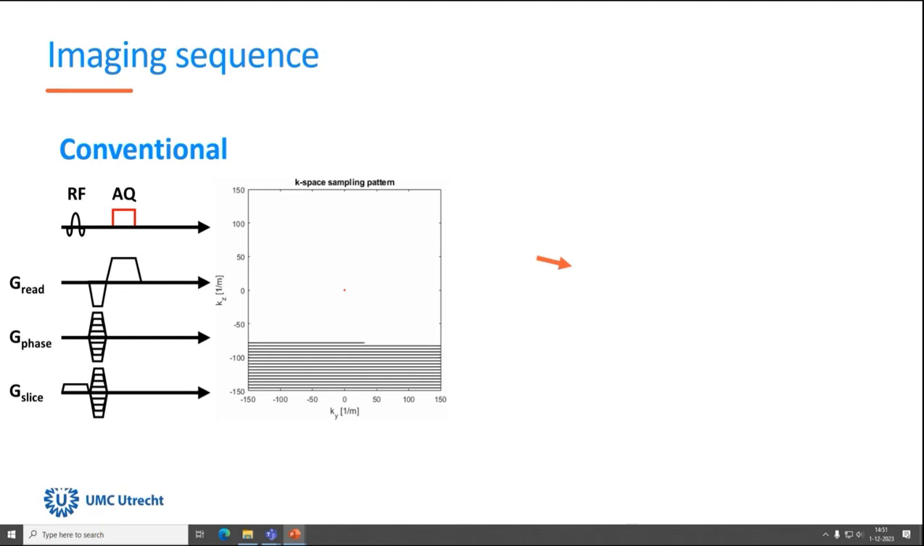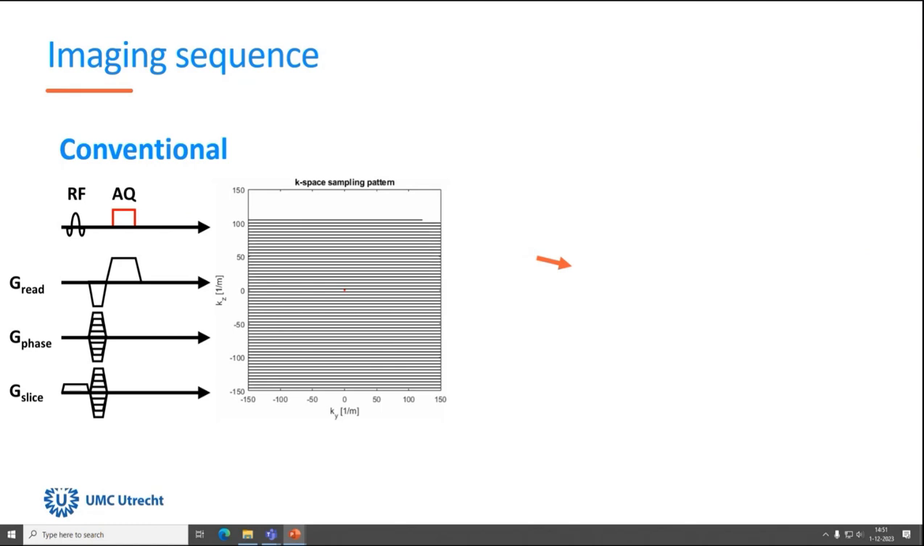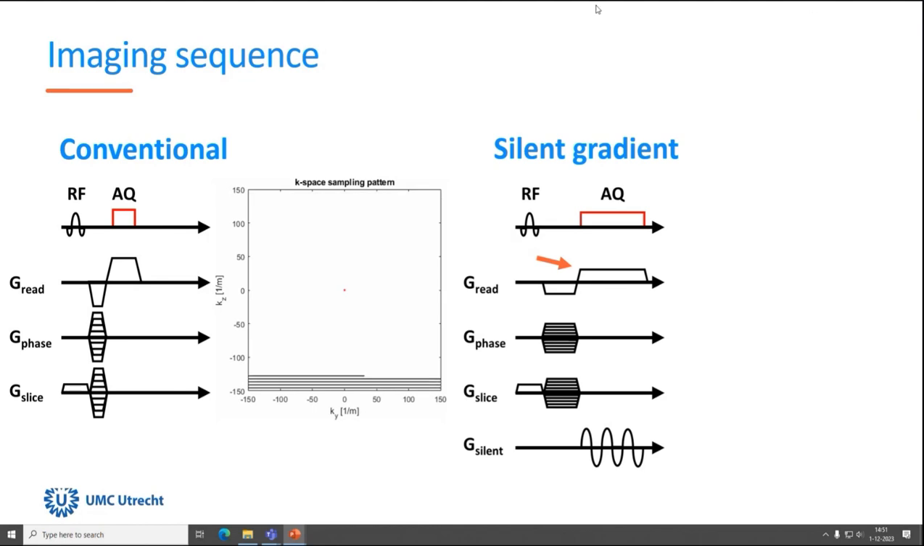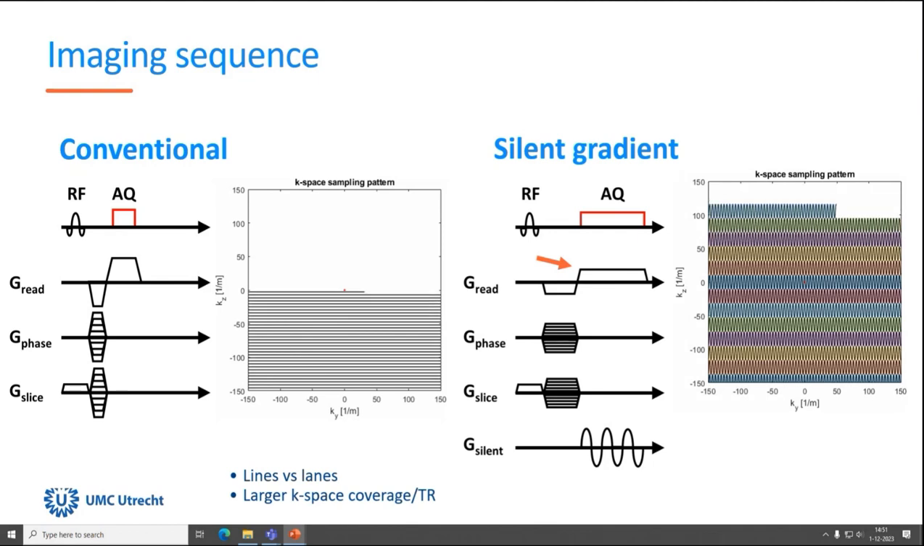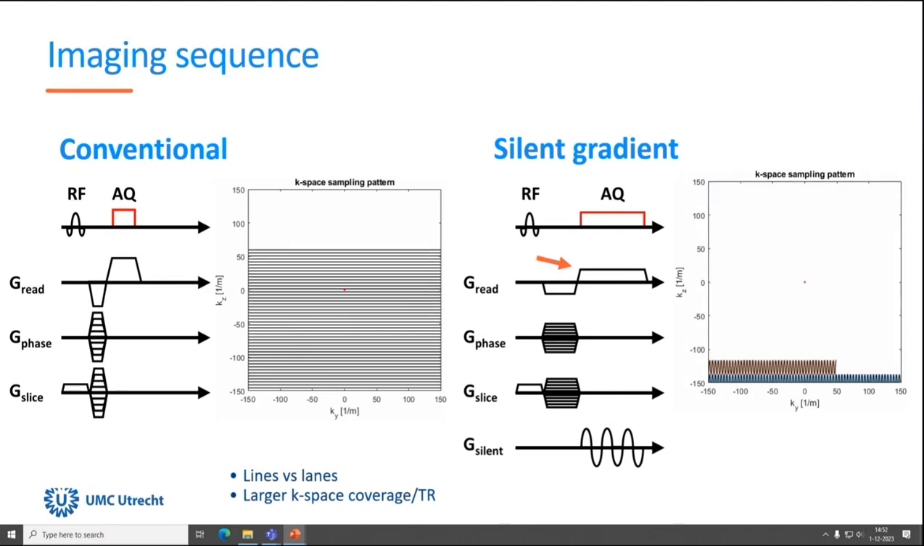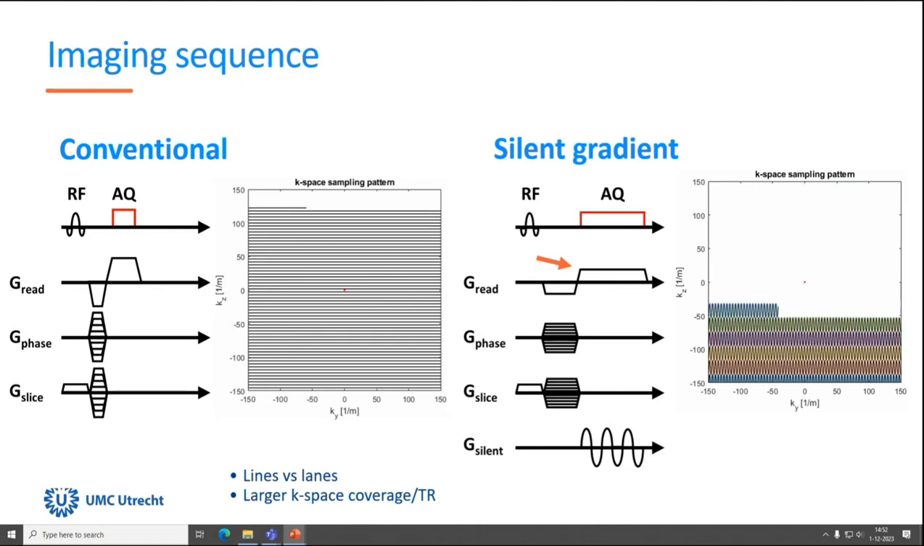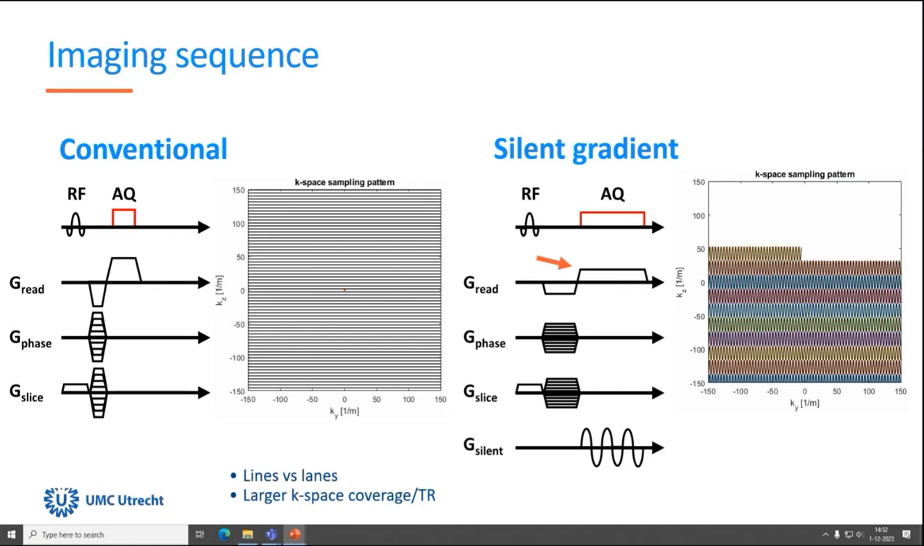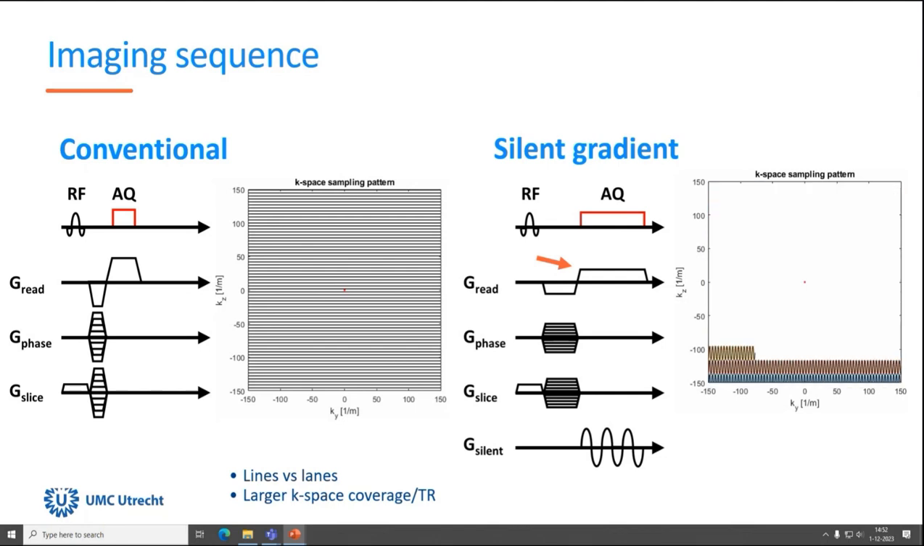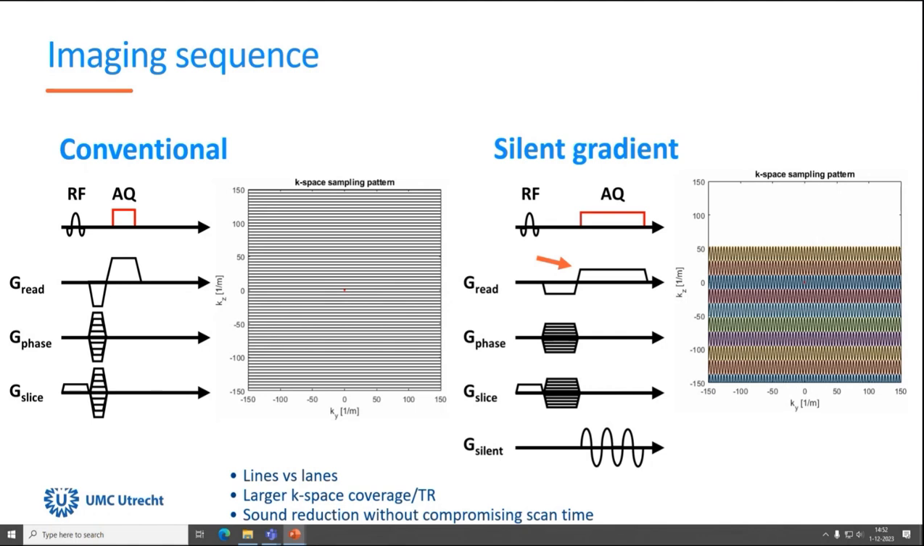Okay, but now our imaging sequence will look a little bit different. This is how we normally scan, right? K line by K line by K line, and you skip a few if you want to accelerate with SENSE. This is how we do it now. We reduce everything else in order to also mitigate the sound. This is how we acquire data. It's in lanes, because this oscillation is at 20 kilohertz, so it's a different way. We actually cover more K space in one shot, so it's a segmented readout, with larger K space coverage per TR and sound reduction without compromising scan time.